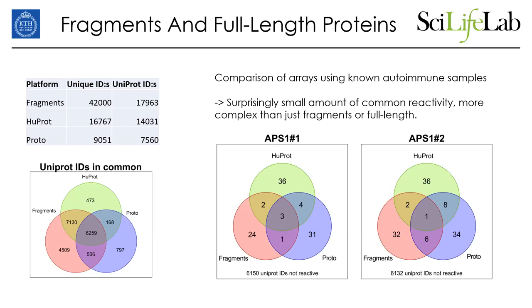We tried a few samples on our own fragment arrays, ProtoArrays, and HuProt arrays, and together these three different platforms have about 6,300 UniProt IDs in common. And then looking at the samples, what they show reactivity to on these three different platforms, there's quite little overlap both between the full-length protein arrays and the fragment arrays, as well as between the two full-length protein arrays. We're not exactly sure why that is, but it's something that we always try to highlight and explain to our users: we cannot promise that you will have a correct folding in our fragments. The fragments are long enough, in most cases, to produce at least some folding, but it might not be the correct one.